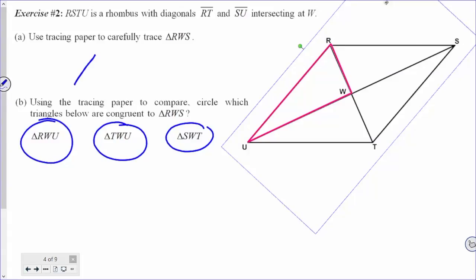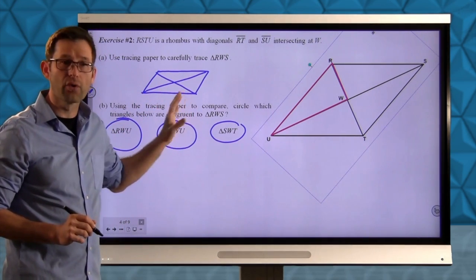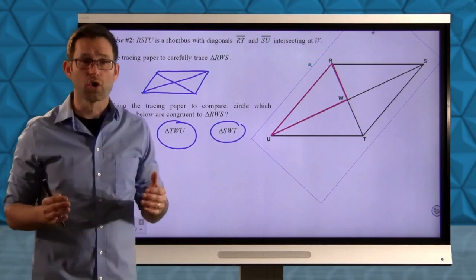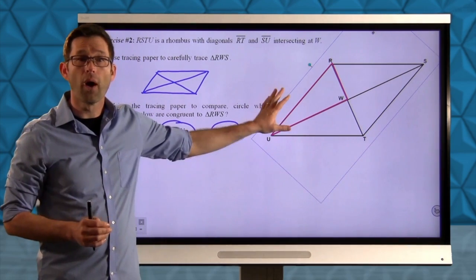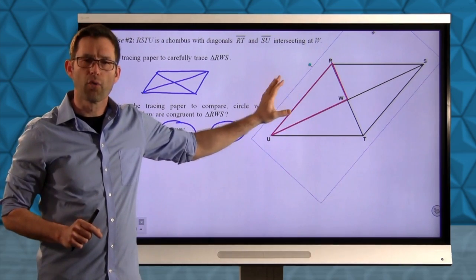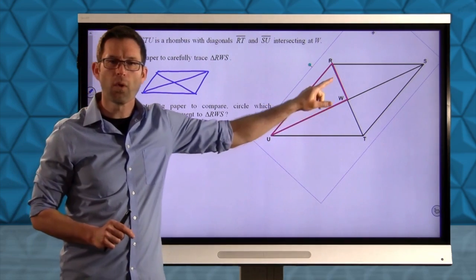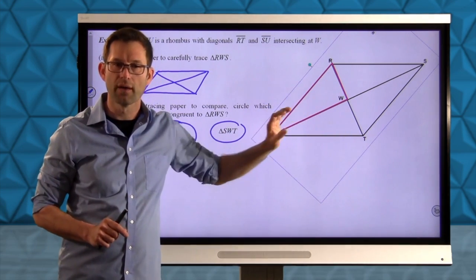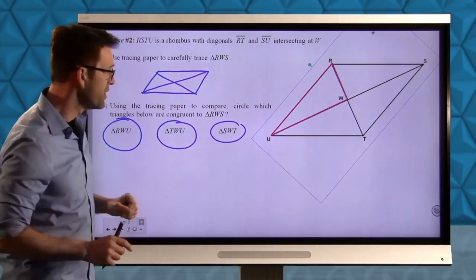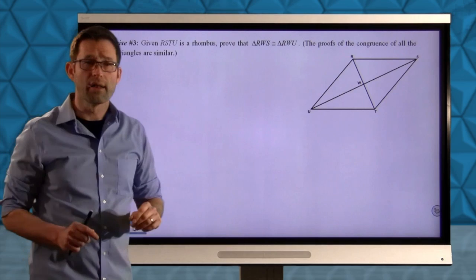If you've got just some random parallelogram, and you draw in its diagonals, the 4 triangles that are created by drawing in the diagonals are not all congruent to one another, but in a rhombus they are, okay? And we'll prove that in just a moment. But in a rhombus, the diagonals cut up that rhombus into 4 identical triangles, right? All 4 are congruent. That's very, very important to note about rhombuses. All right? So let's go ahead and prove that.